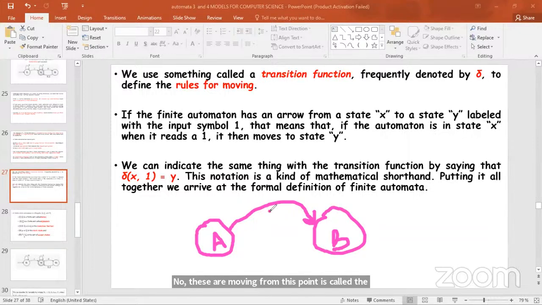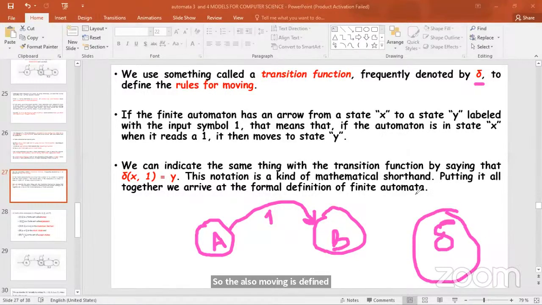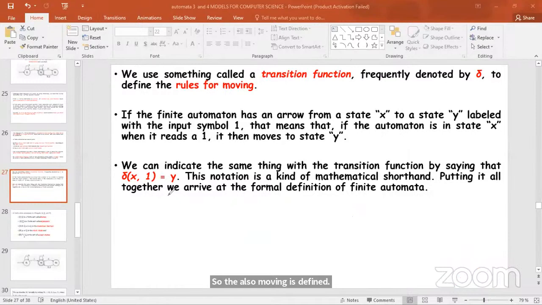So let's assume that the transition takes in an input of 1. This is the transition input. So what is now the transition function? The transition function is represented by delta to define the rules for moving. So once you're at A, you receive an input of 1, you move to B. It is this delta that defines how the rules for moving is achieved.